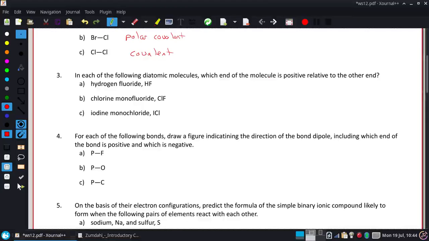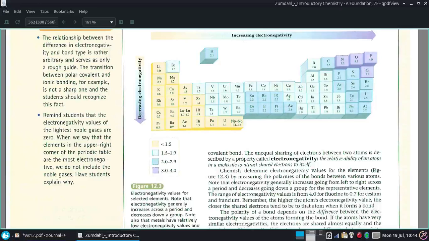We know fluorine would be the more negative, so in this first one, hydrogen is the positive. Next one's the same thing. We've got chlorine versus fluorine. Chlorine would have to be the one that's more positive. Now, when you don't have fluorine on there, like this next one, iodine chloride, the one that's going to be the positive one is the one that's furthest away from fluorine. Iodine will be the positive one.